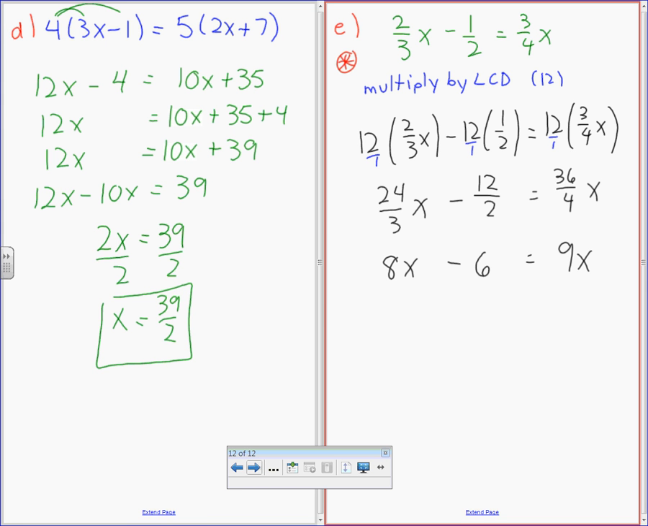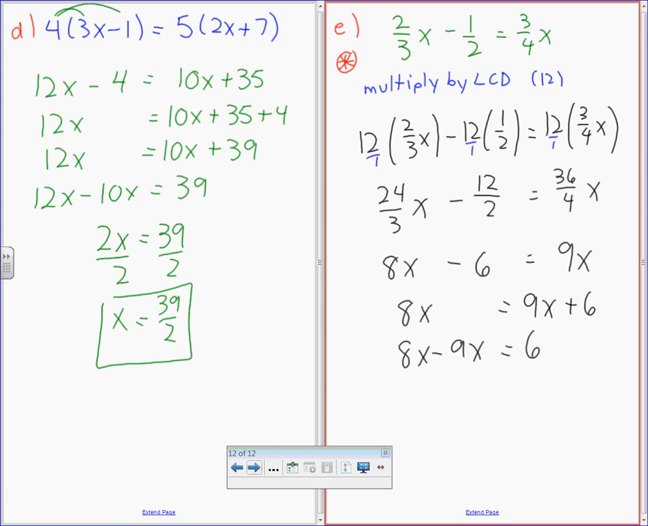Natalie, I'd like you to solve for that. What's the first step I'm going to do here, please? Move 6. Move the 6 over. Okay, so it's going to say 8x equals 9x plus 6. All right, Emily, what am I going to do now, please? Move the 9 over. Okay, so it's going to be 8x minus 9x equals 6.